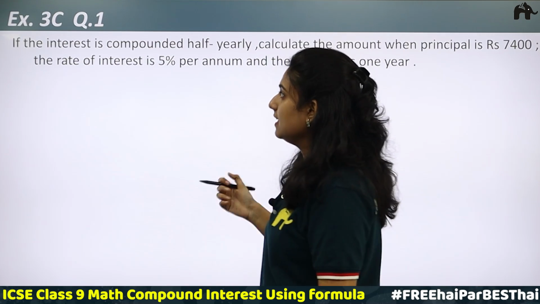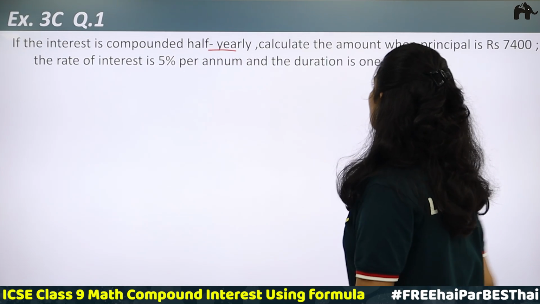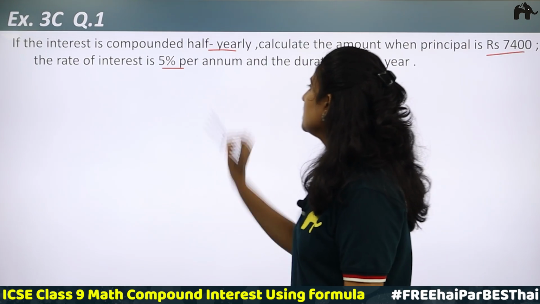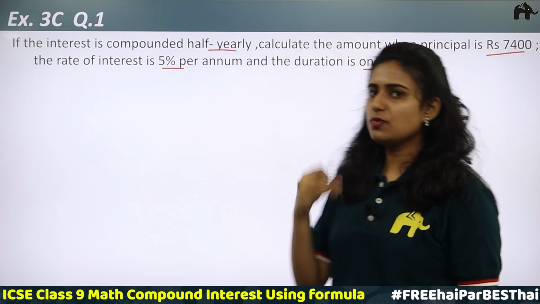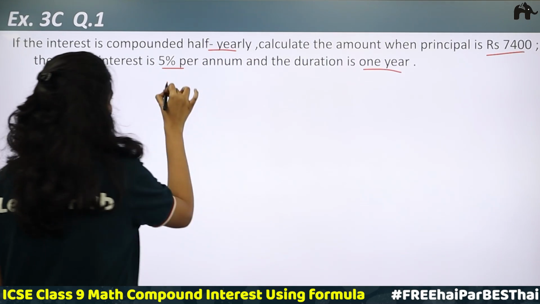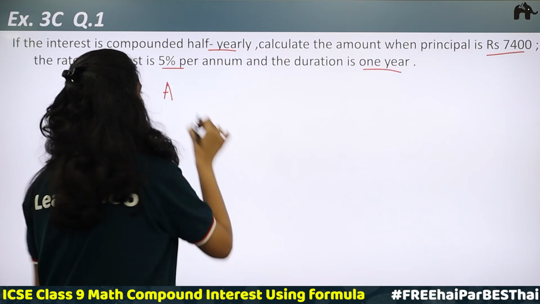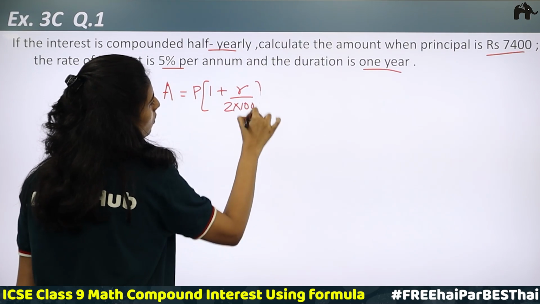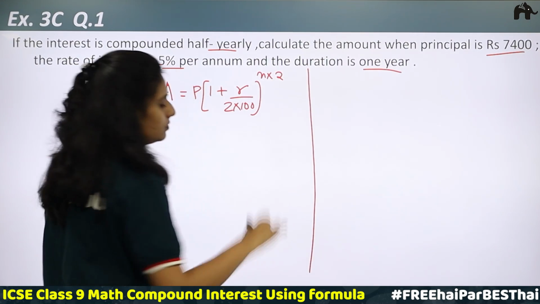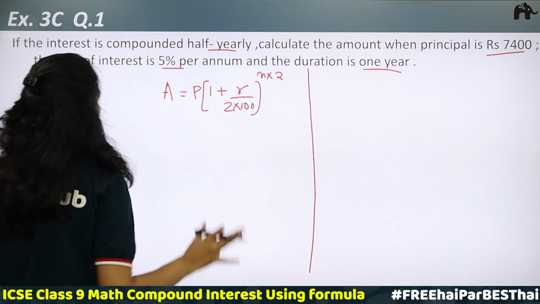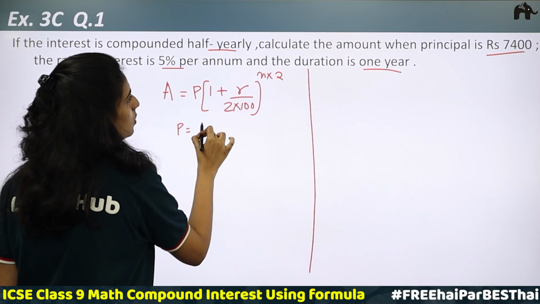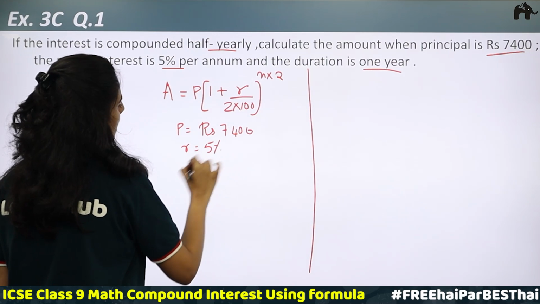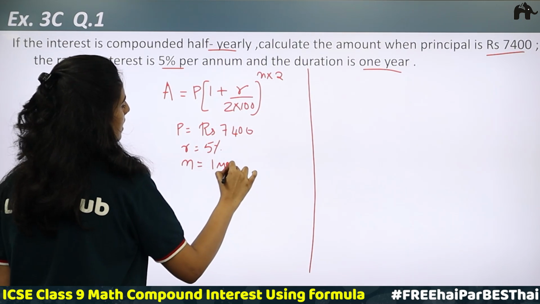Question 1 of exercise 3C. If the interest is compounded half yearly, calculate the amount when principal is rupees 7,400. The rate of interest is 5% per annum and the duration is 1 year. Just we have to substitute in the formula. We know amount. Here the interest is being compounded half yearly. Then amount will be equal to principal into 1 plus R by 2 into 100 whole raised to N into 2. Okay, just put the values. Here what are the values given? We have the principal is equal to rupees 7,400. Rate of interest is 5%. N is equal to 1 year.